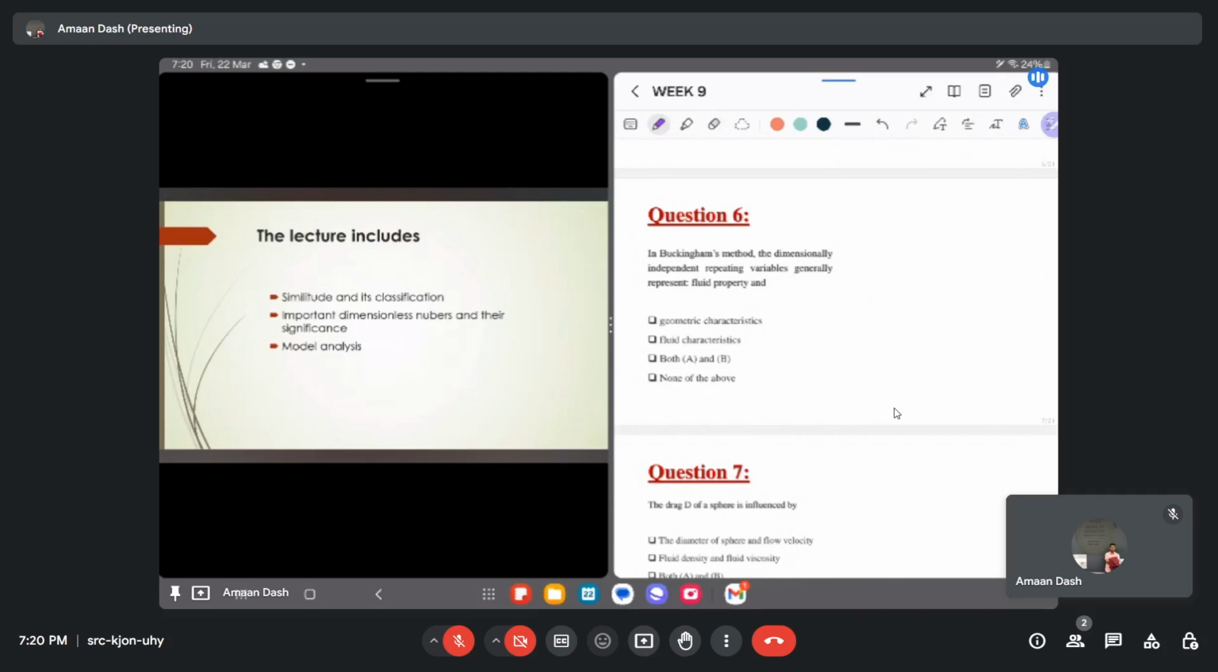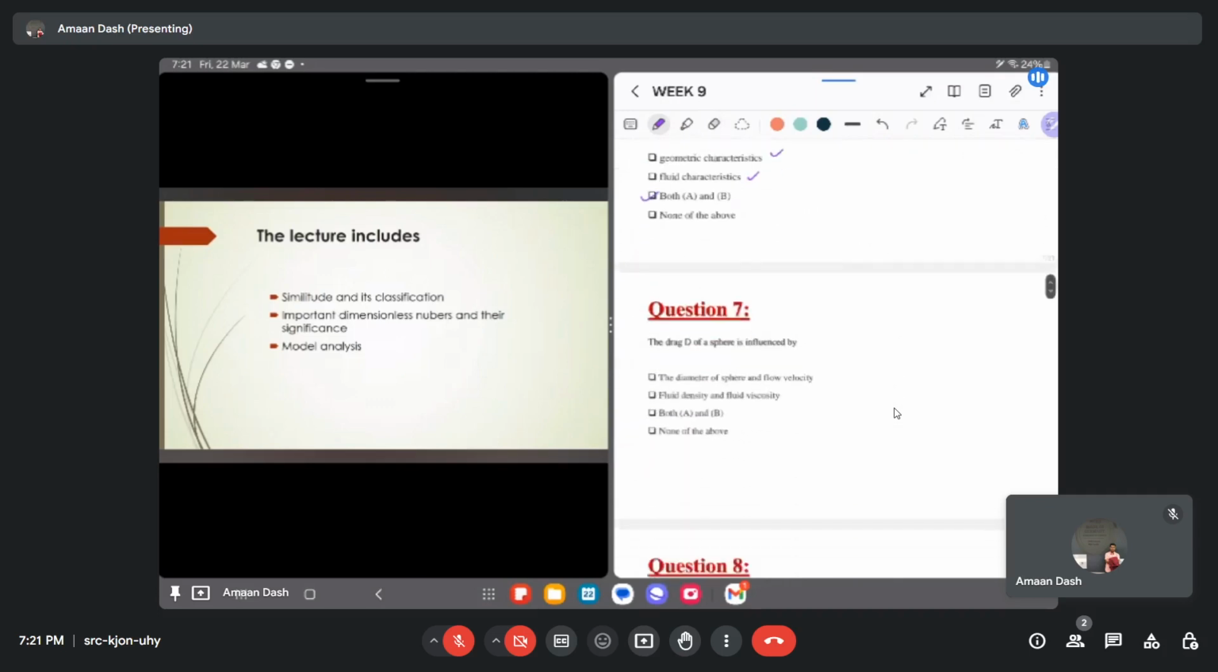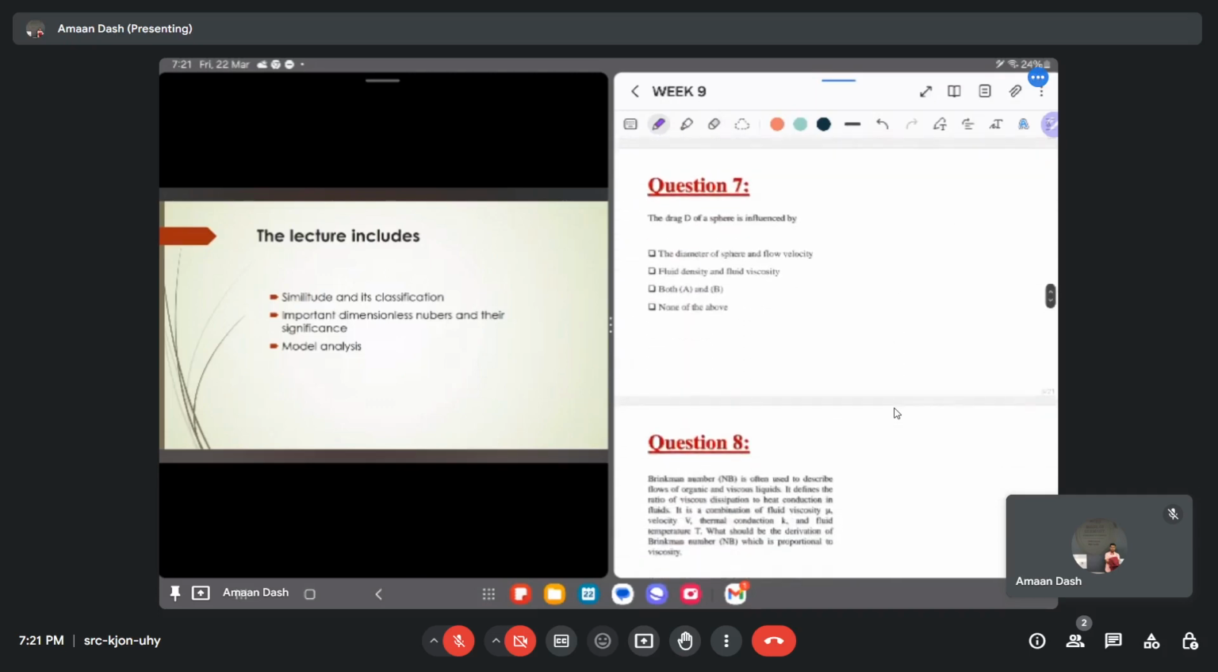Okay, let us see the next question. In Buckingham's method, the dimensionally independent repeating variables generally represent fluid property. Then we have fluid characteristics and geometric characteristics as well. So both A and B are the correct option.